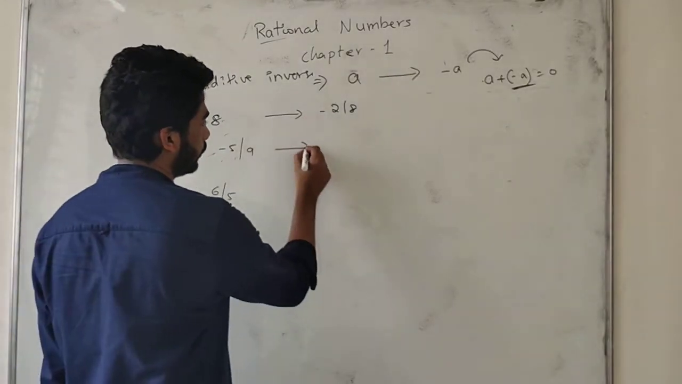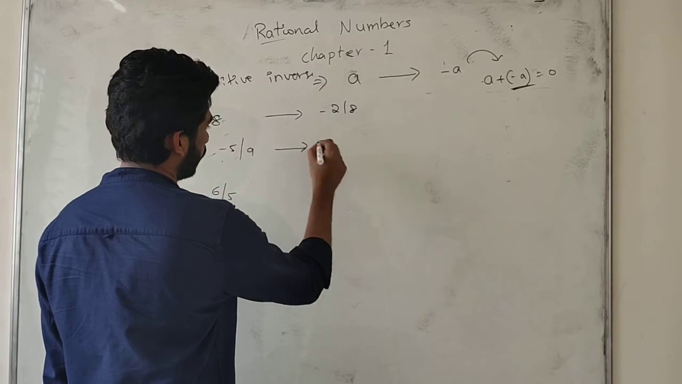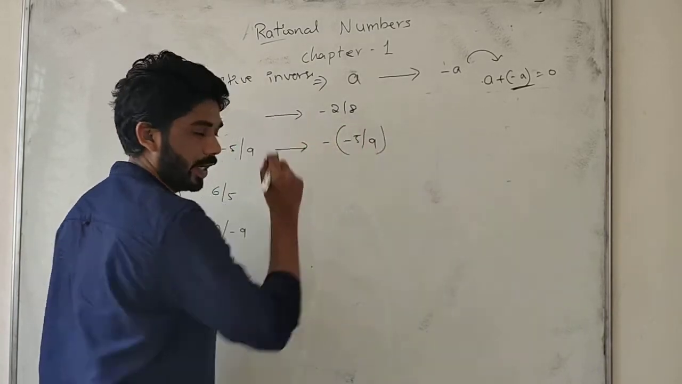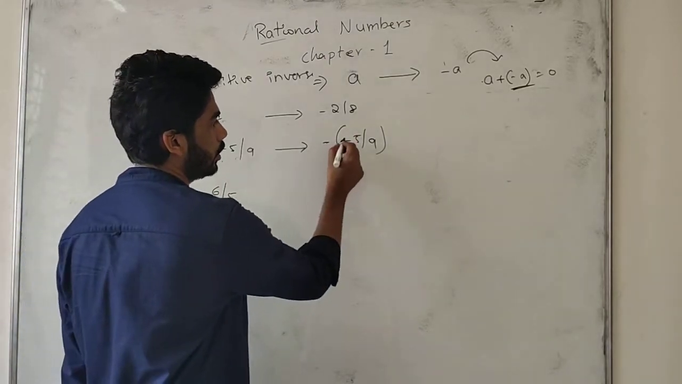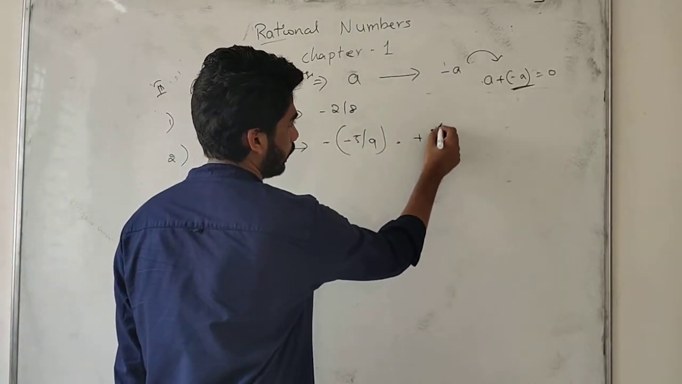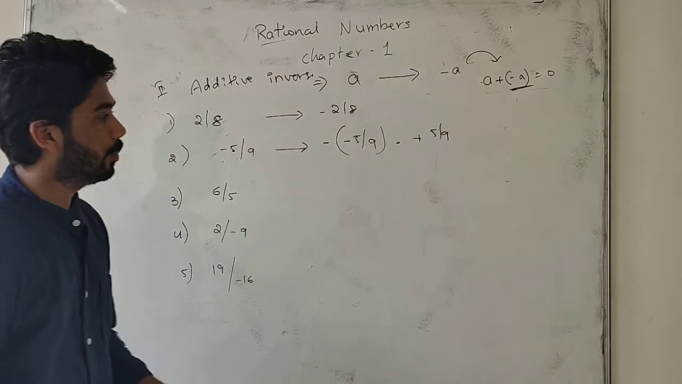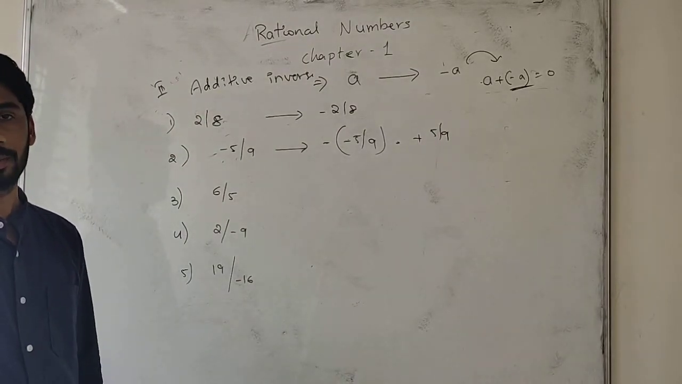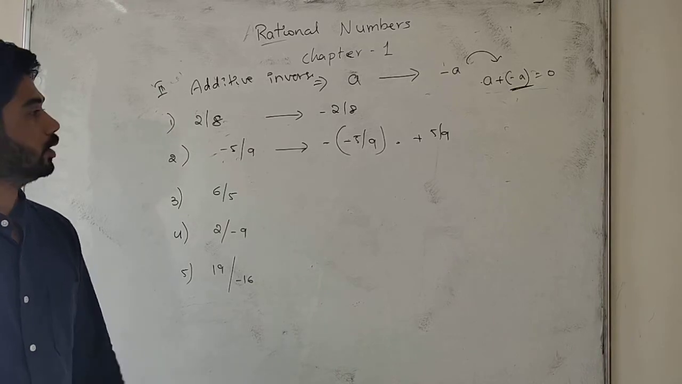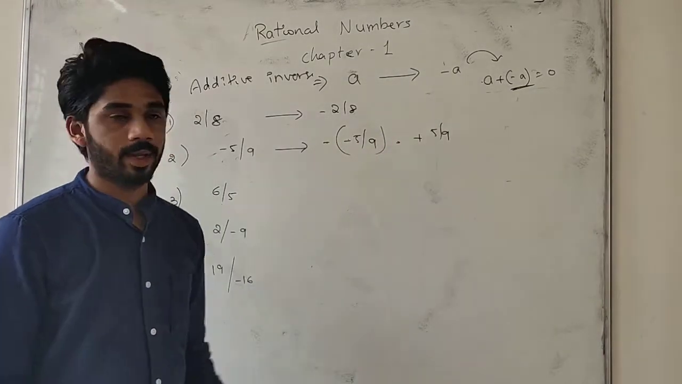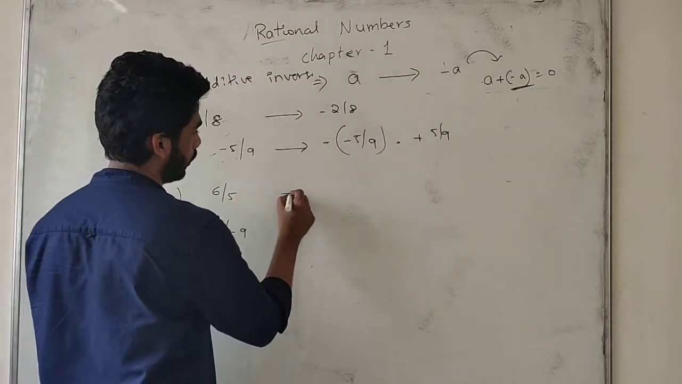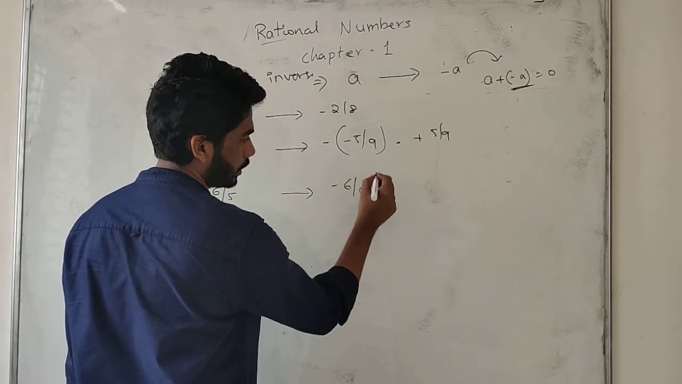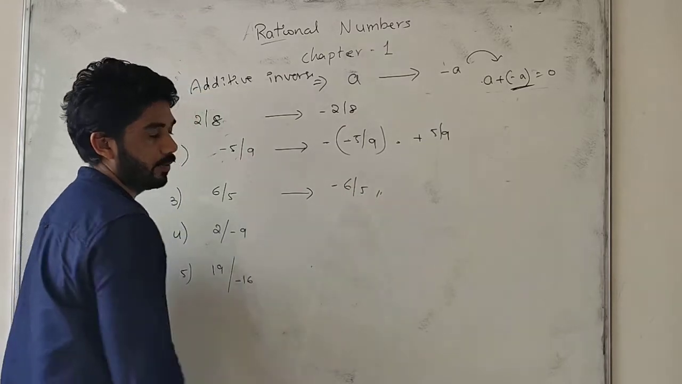Okay, this one. Minus 5 by 9 is the second one, so we have to multiply with minus. Minus into minus is plus 5 by 9. Friends, in the previous class I taught you how minus into minus is plus, so please watch it so that you can get it. Third one, 6 by 5 will be there. We apply minus, so this is the required answer, minus 6 by 5.